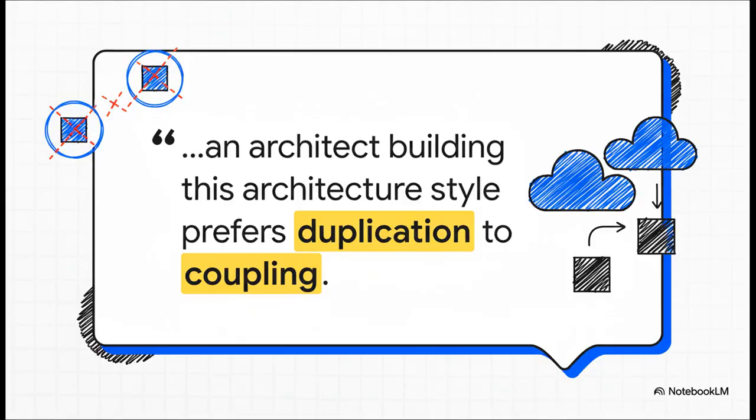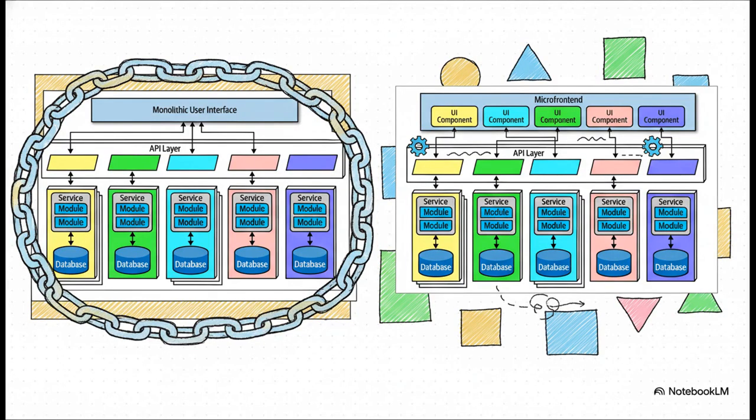Kind of wild, huh? And this idea of breaking things apart, it doesn't just stop with the code on the server. It goes all the way to what you actually see on your screen. So on the left, you've got the old way, a single monolithic user interface. But look at the right. That's a micro front end. Here, even the UI is built from independent components, and each one lines up with the services running behind the scenes.